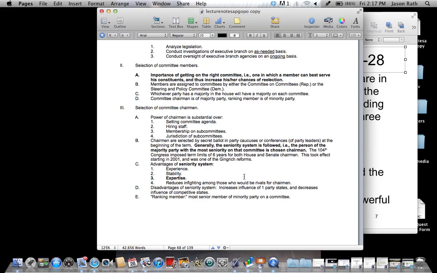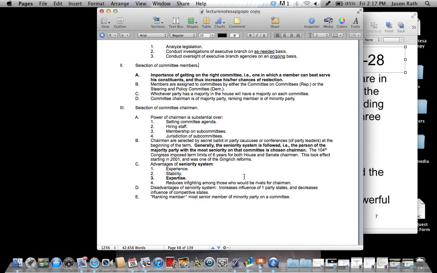Advantages of the seniority system: you get experience, stability, and expertise, which is very important, and it reduces infighting among those who would be rivals. So it just makes it easy when you're picking who the chairman of the committee would be. Disadvantages: it increases the influence of one-party states and decreases the influence of competitive states.